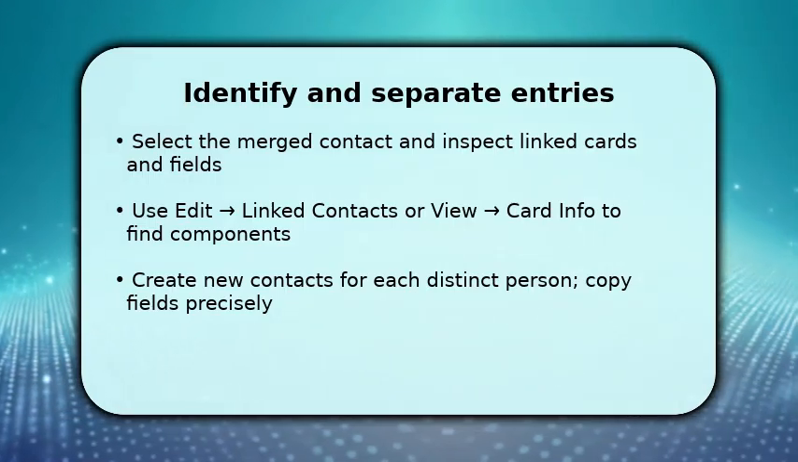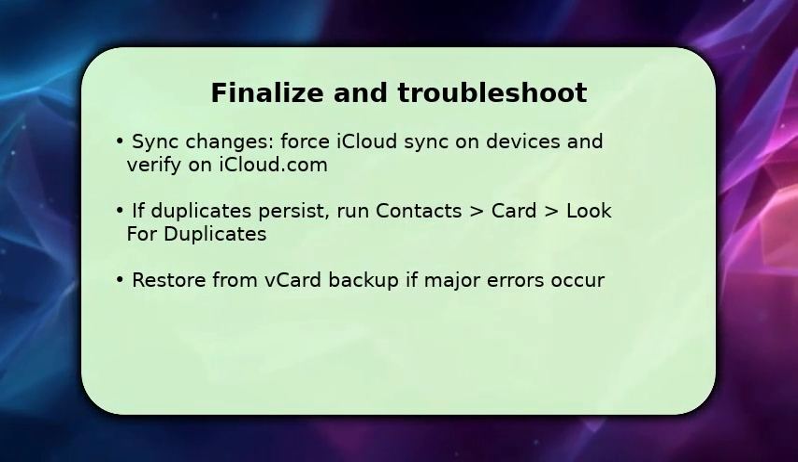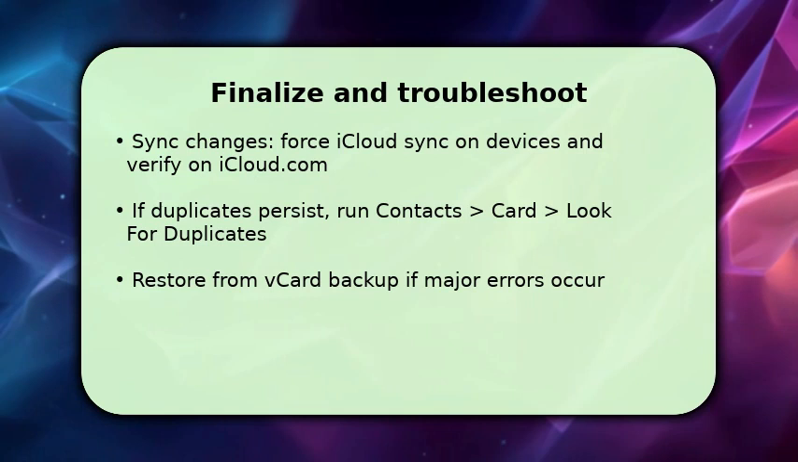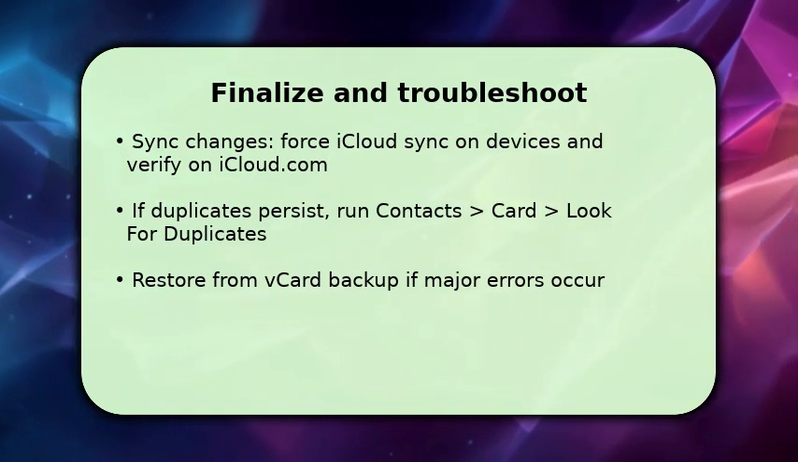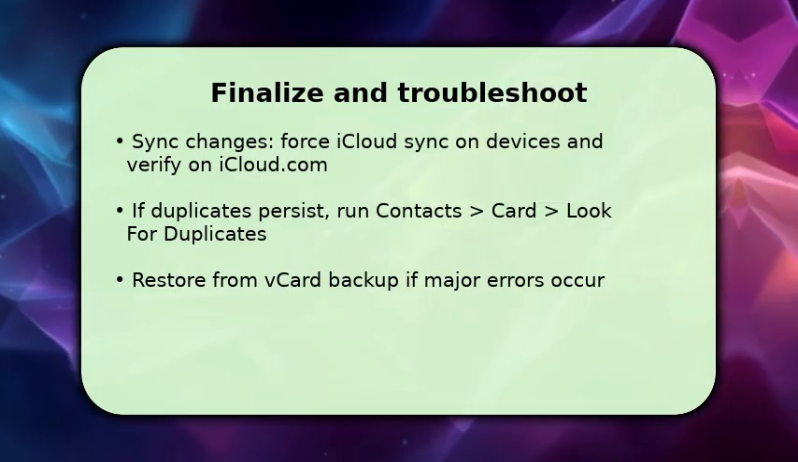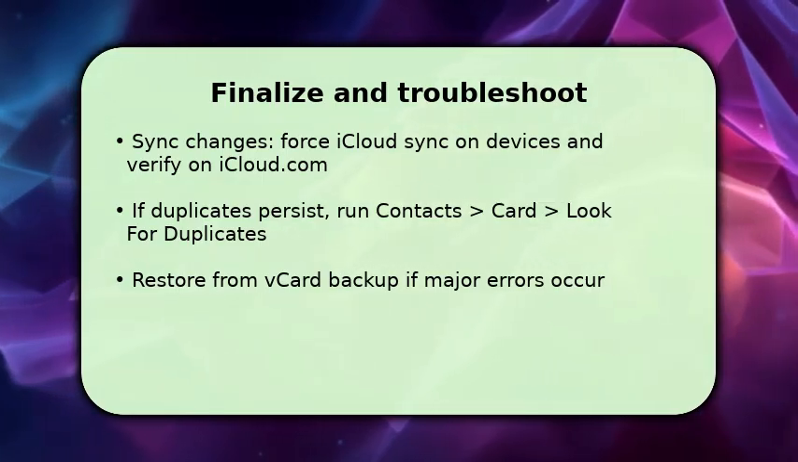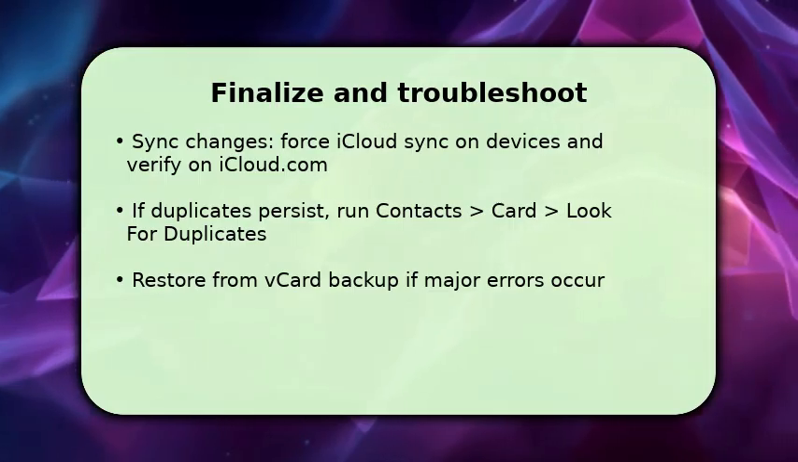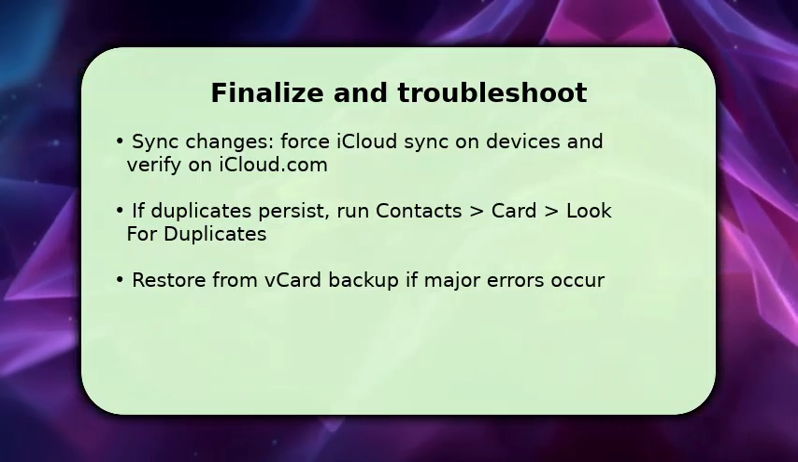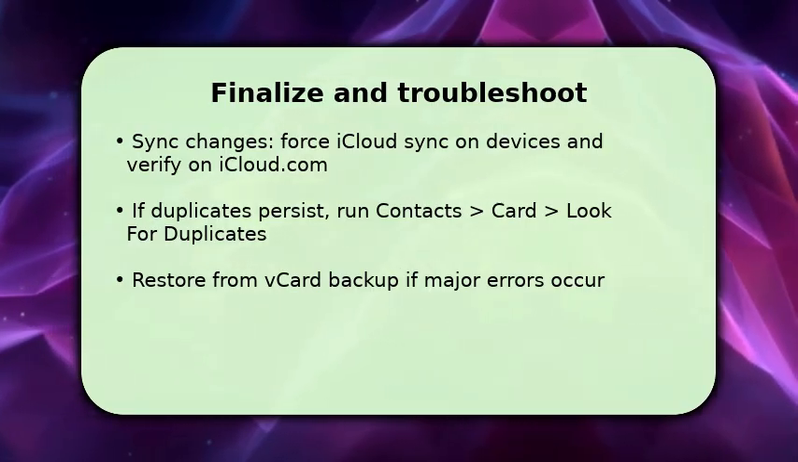Once you've split and cleaned each contact, force a sync. Toggle Contacts off and on in iCloud settings, or wait for iCloud to finish syncing, then check iCloud.com to confirm separation. If leftover duplicates appear, use Contacts' built-in duplicate detection to merge true duplicates but keep separated records intact. If something goes wrong, restore the earlier vCard backup to revert and repeat the process more carefully.